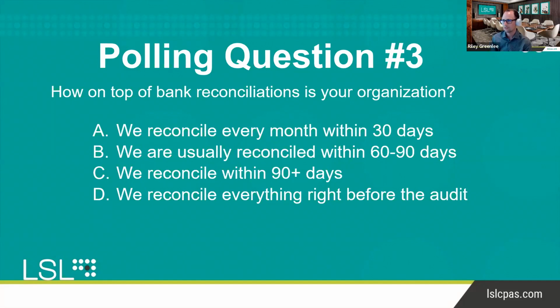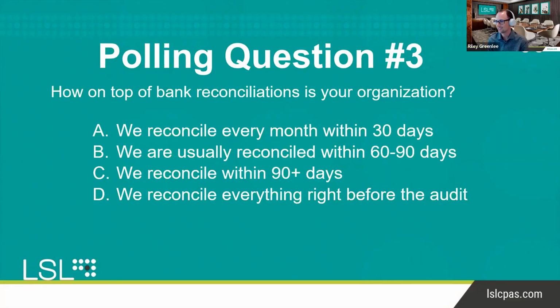Are you reconciling every month within 30 days? Gold star if you are. Are you reconciled usually within that 60 to 90 days? Are you on top of it, but it's about 90 plus days? Or heck, we're not worried about that, we've got other problems, and we're just trying to make sure everything's reconciled and ready for the auditors when they show up. So we'll give that a minute to close here. I would hope that most people are between that A and B range. If you're in the C and D, that's totally okay.